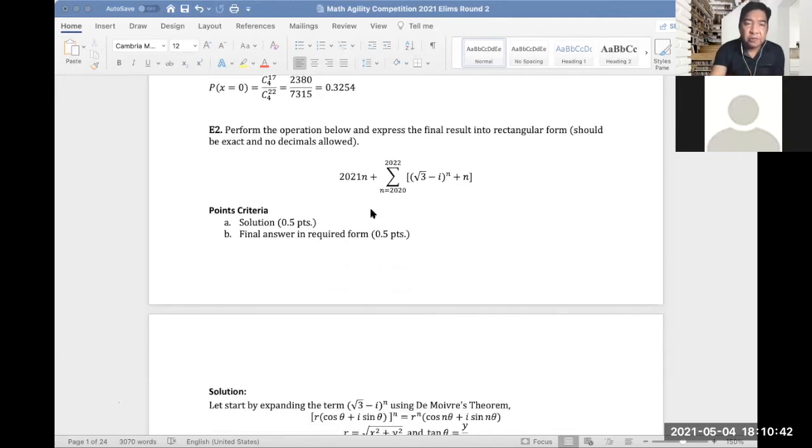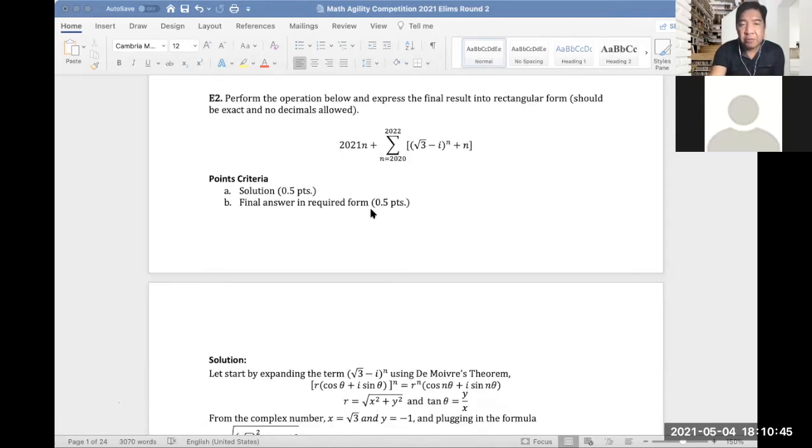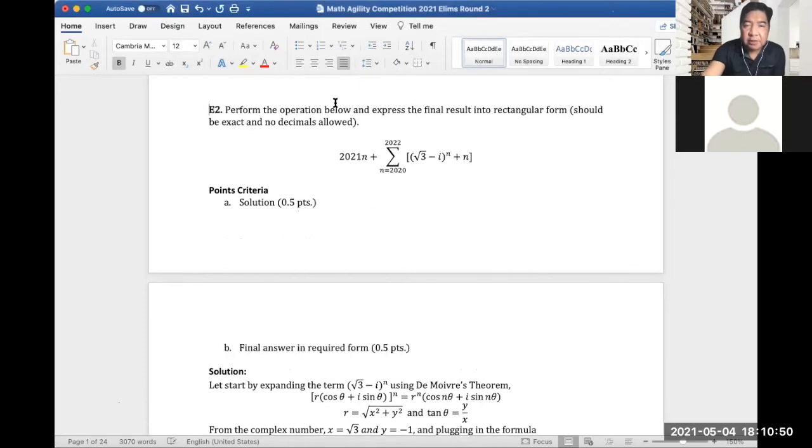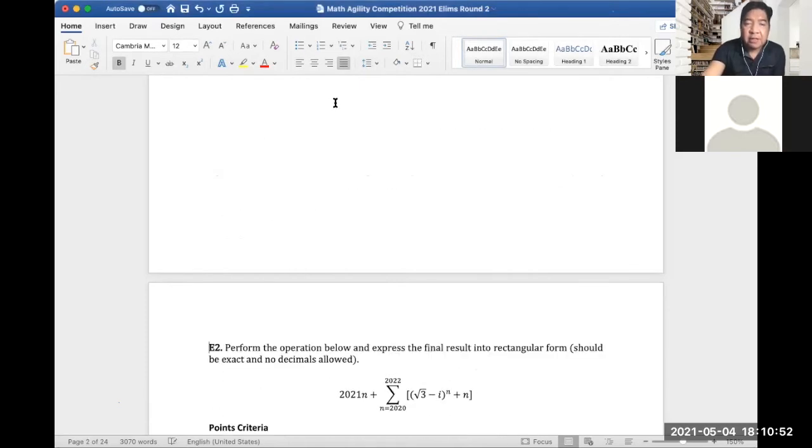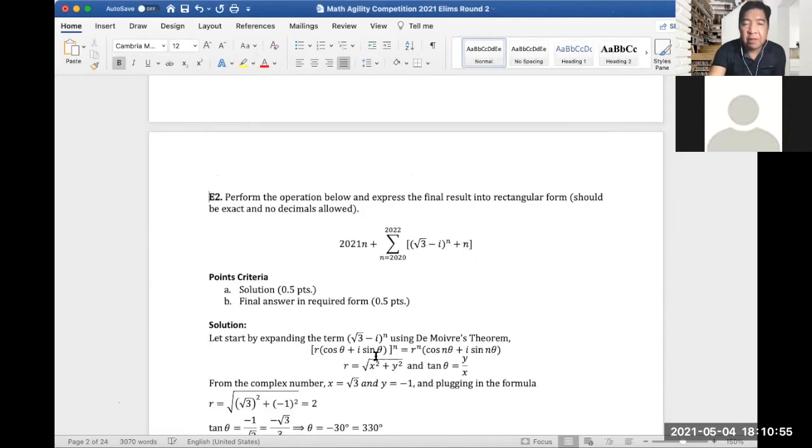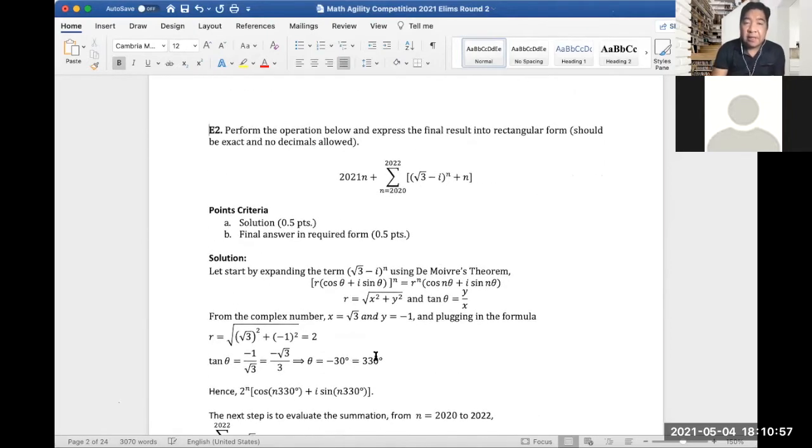Okay, so let's go to easy problem number 2. If you got the first question, you have a full 1 point for that. This one says perform the operation below and express the final result in rectangular form, which should be exact and no decimals allowed. So we have 2020n plus the summation of the square root of 3 minus i to the n, with n from 2020 to 2022.